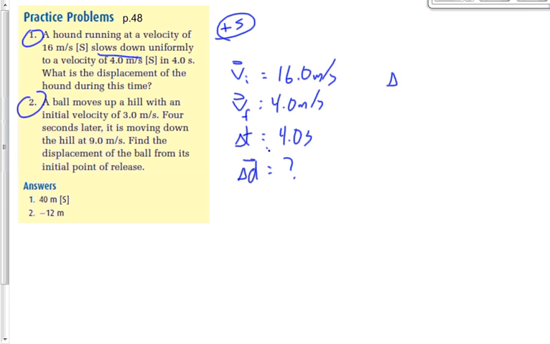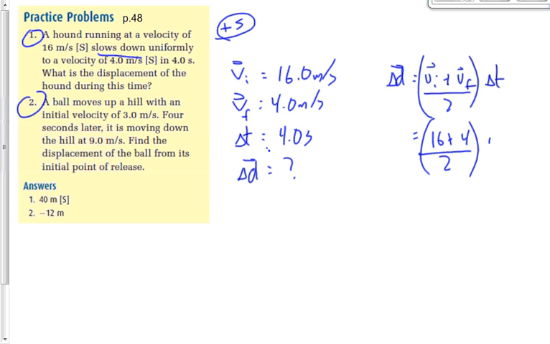Okay, good. Let's try VI plus VF over 2 times T. We're in meters per second. That's good because that's where we need to be. VI is 16 plus 4, divided by 2, times the time of 4 seconds. 20 over 2 is 10, times 4 is 40 meters. We got a positive 40. What does that positive 40 mean? It means to the south, because we define south as positive in this question, right, Stephanie?